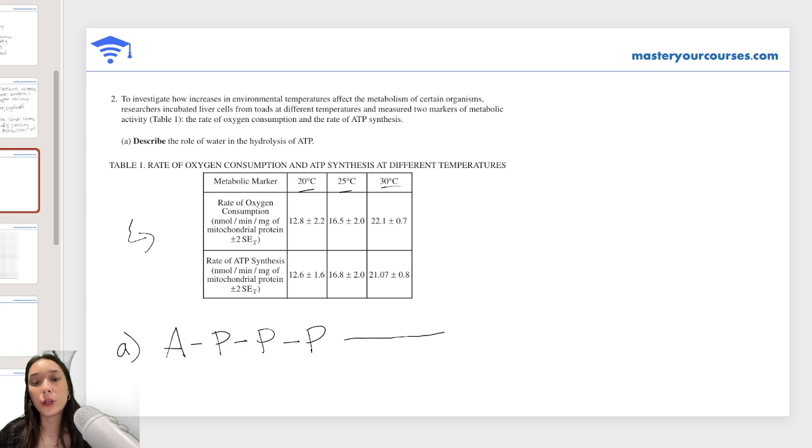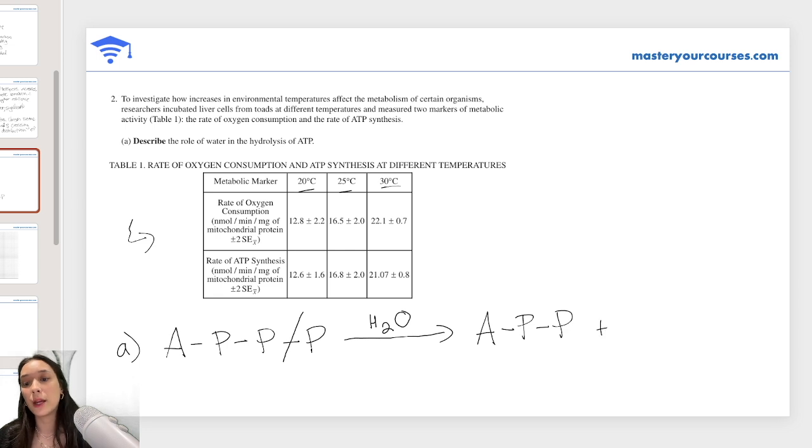And then when you add water to the equation, like this, what's going to happen is you're going to cleave this bond here, just like it does for any other macromolecule like carbohydrates, proteins. The water is going to split that part, and then you're going to end up with ADP, so adenosine diphosphate, with a loose phosphate here.